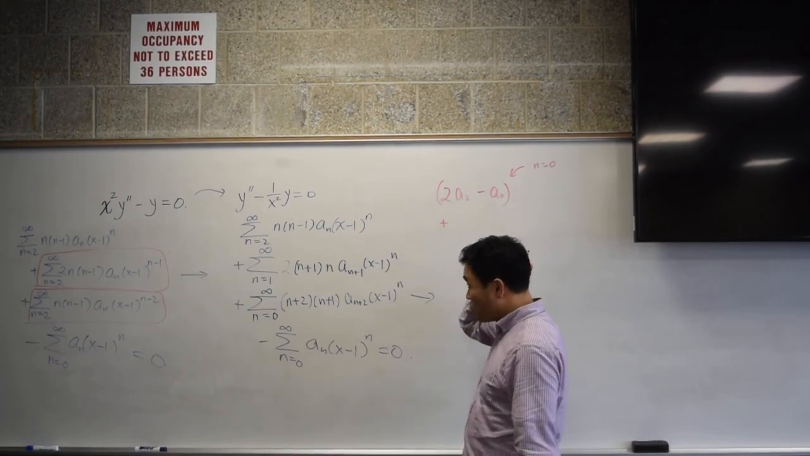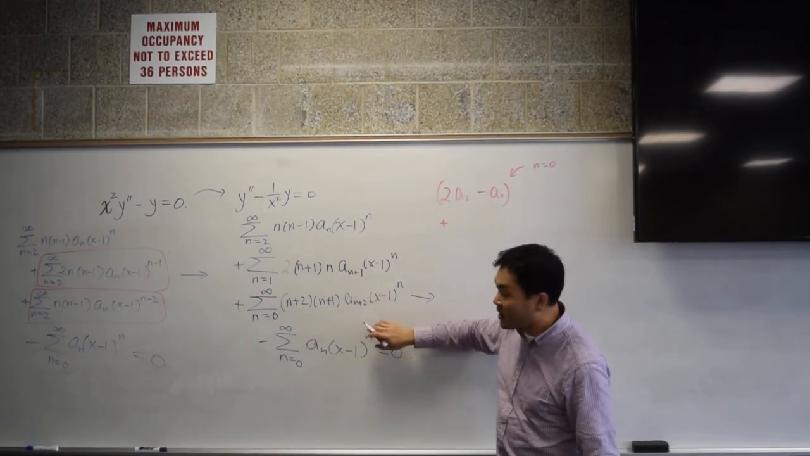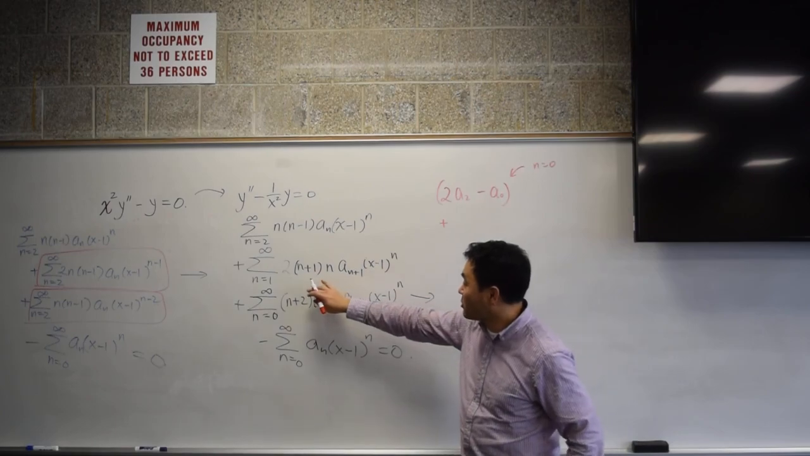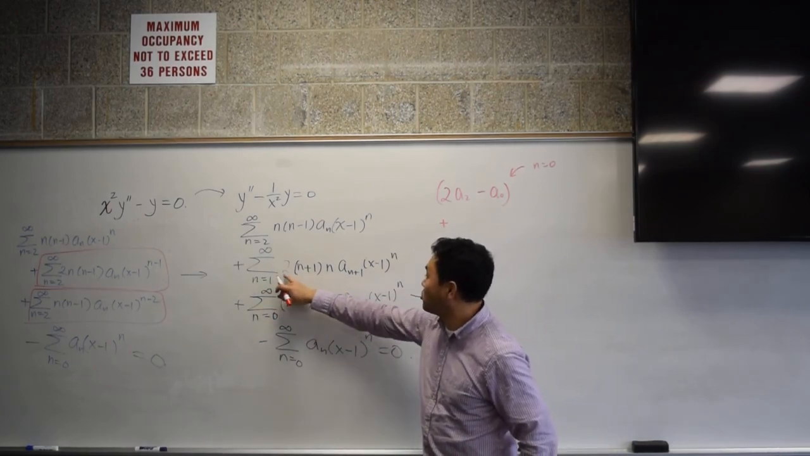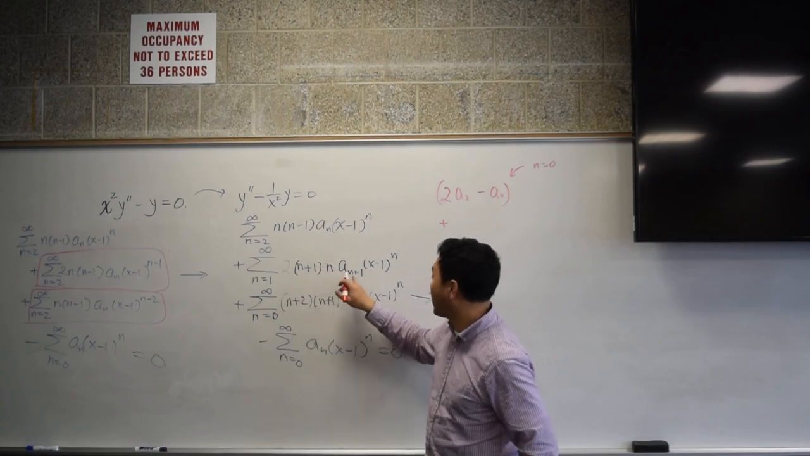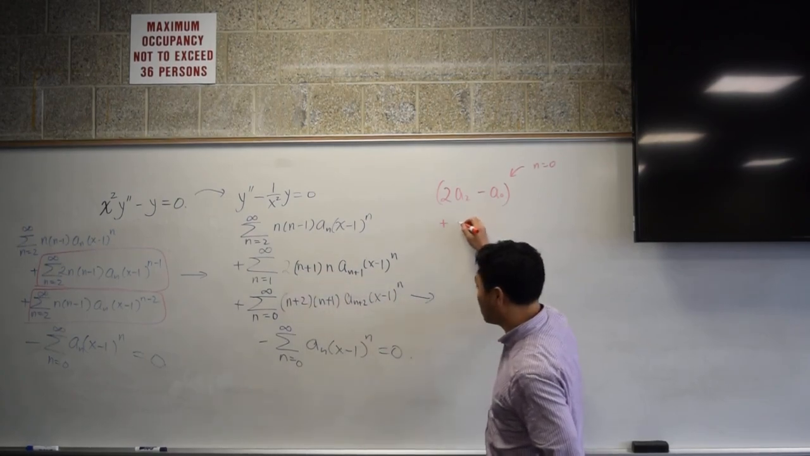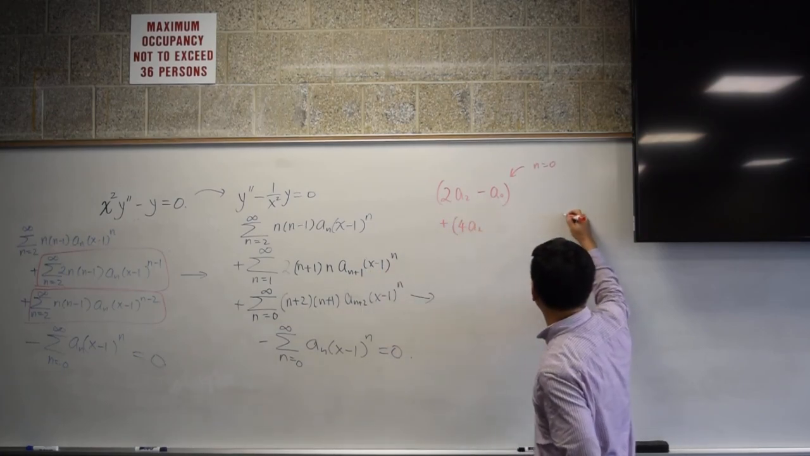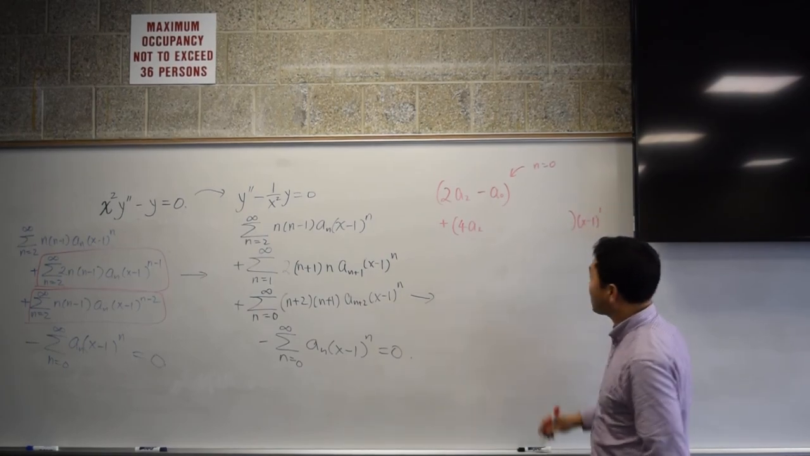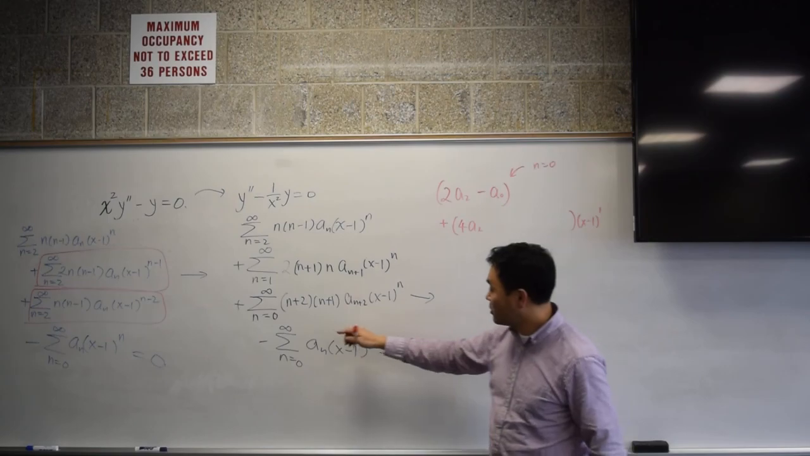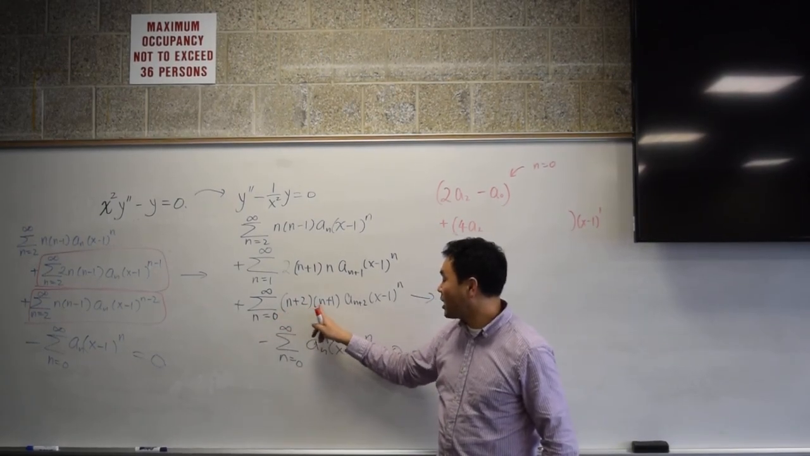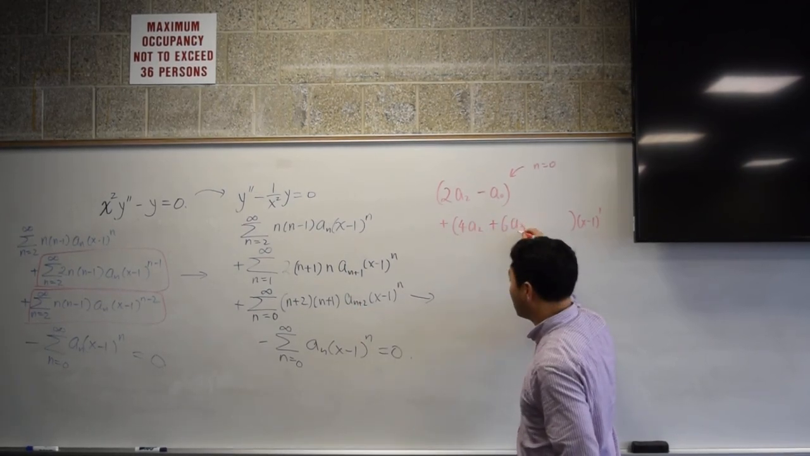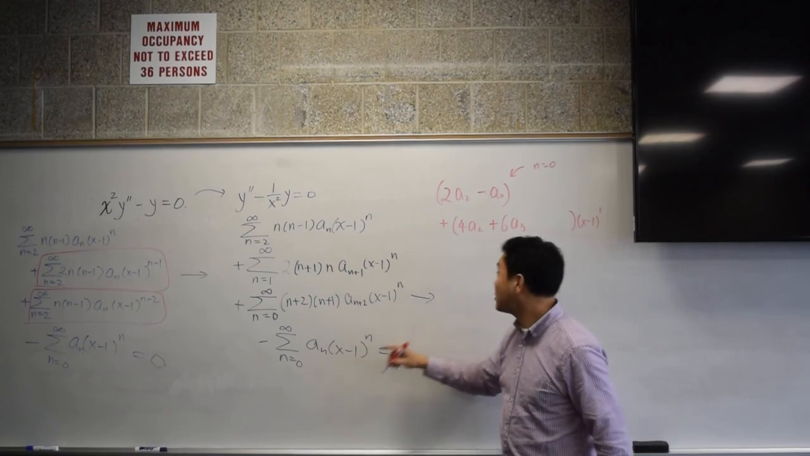Plus, when n is 1, now these three factories are in the manufacturing phase. So let's write everything. When n is 1, 2 times 2 times 2 times 1, which is 4a2, and x minus 1 to the first power. I'm going to put x minus 1 to the first power outside because I know that's going to be common for everything. And when n is 1, 3 times 2, that's 6a3. And then here, when n is 1, it's minus a1.